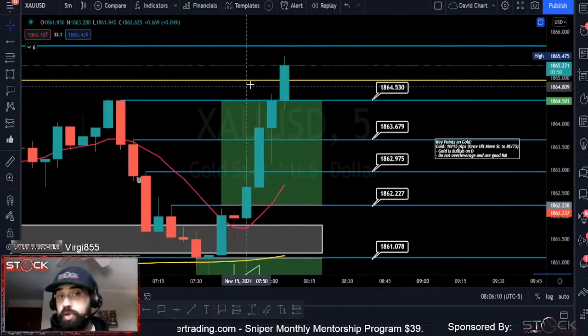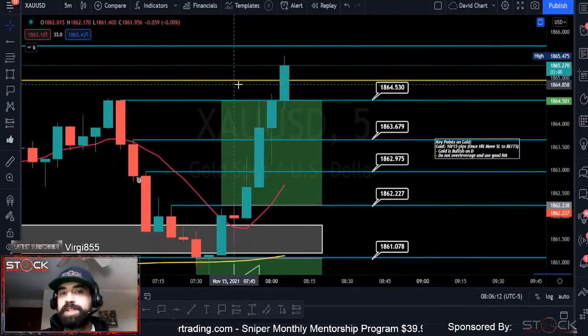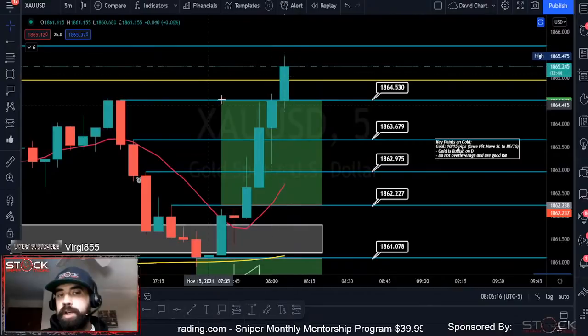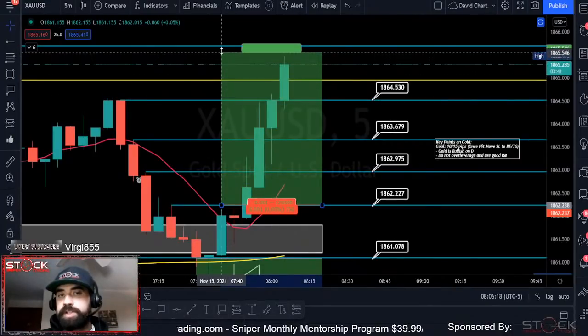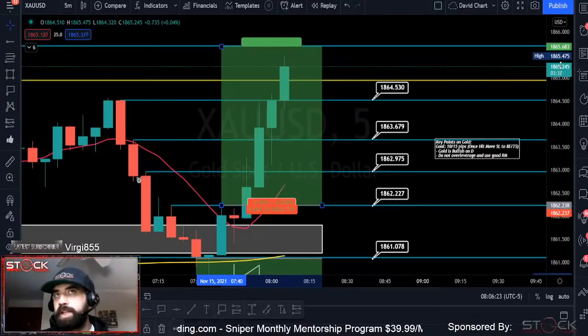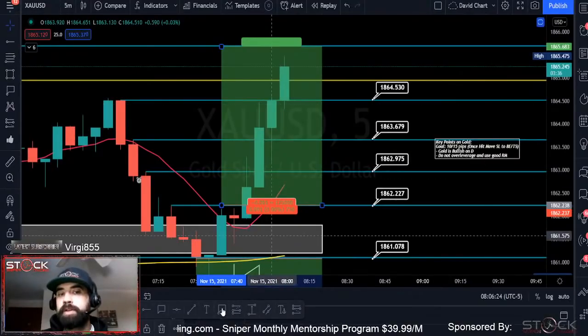Okay. So it pushed right through higher time frame resistance, you can see. But now it needs to close here, okay? Just because it made a push, now it needs to close. The overall next target is basically breaking the high, 1865.4. You're looking at 1865.3, okay?